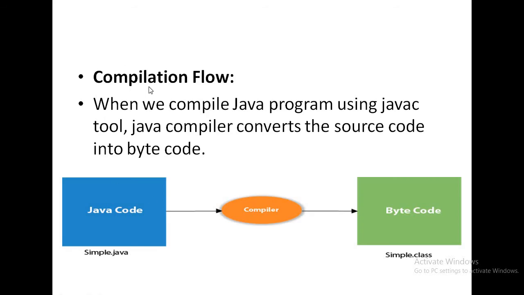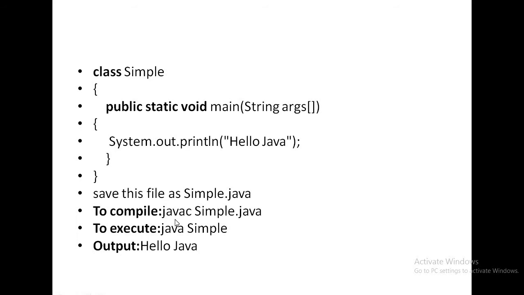So what is the compilation flow of the Java program? When we compile the Java program using the javac tool, the Java compiler converts the source code into bytecode. So whenever I compile the program as javac Simple.java, what happens? My compiler first converts the source code into bytecode format. This is the source code. Source code means what the programmer has written.